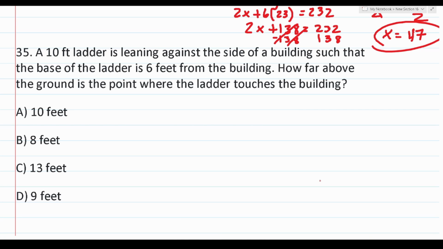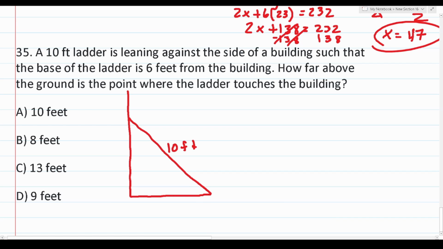such that the base of the ladder is 6 feet from the building. How far above the ground is the point where the ladder touches the building? Okay, so for this one, it's going to be helpful to draw a diagram. We know we have some building here, and we know a ladder is leaning up against it. More specifically, we know the ladder is 10 feet long, so we know that distance from here to here is 10 feet. And we know the base of the ladder is 6 feet from the building, so from here to here is 6 feet.